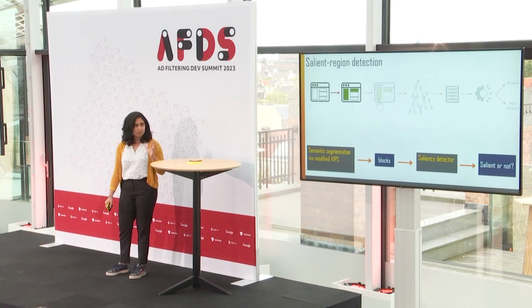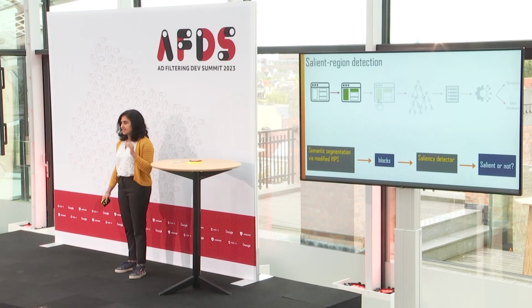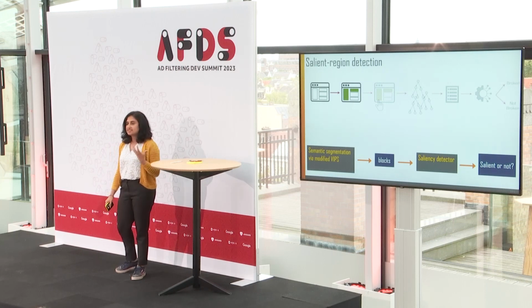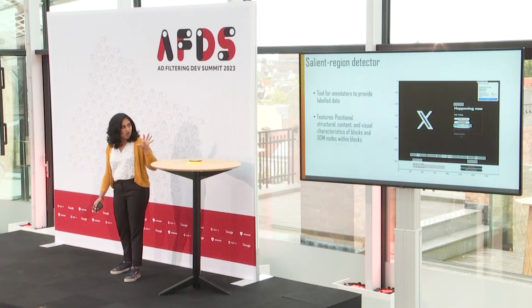We had to make some modifications to WIPS to account for changes in web pages that have occurred over the years. For example, introduction of more visual elements, iframes, and so on. But basically, we use this modified version of WIPS to segment the web page into blocks. And then we fed this into our saliency detector, which we created, to detect whether each of these blocks are salient or not.